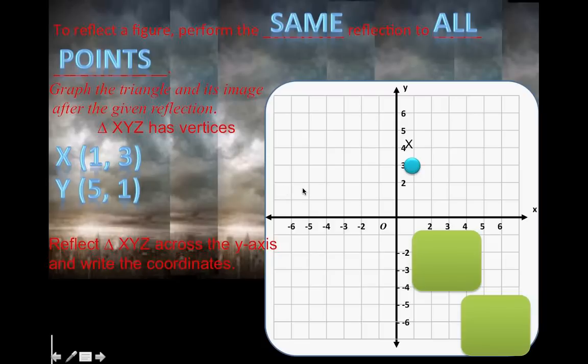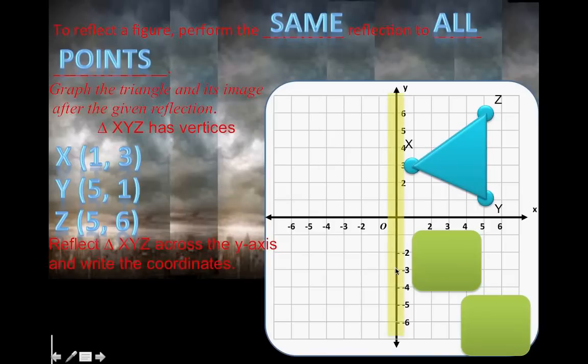We're going to graph point Y, which we want to be 5, 1. So we're going to go forward 5 and up 1. And graph Y. Make sure you label it. And the third point is Z at 5, 6. So forward 5, to the right 5, and up 6. Point Z. Make sure it's labeled. Okay. Once you connect these, you're going to have a triangle over here. Triangle X, Y, Z. We want to reflect this across the y-axis. The y-axis is the vertical one right here that's highlighted.